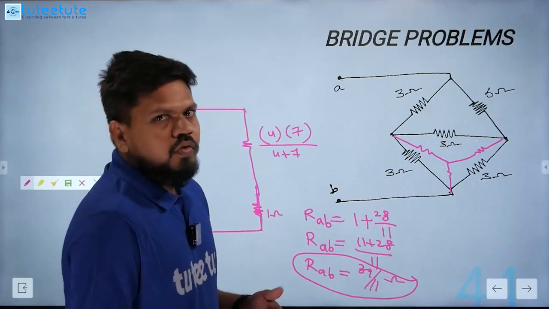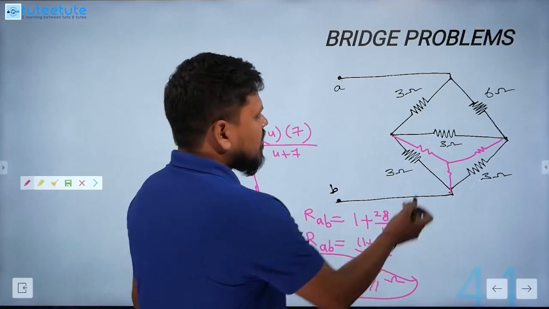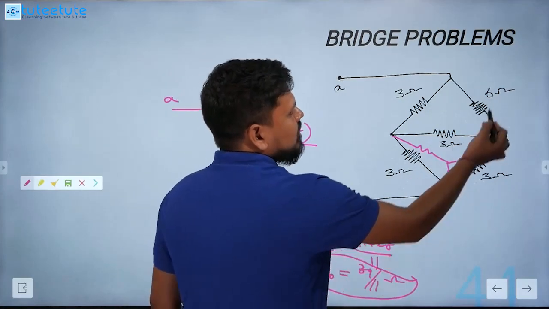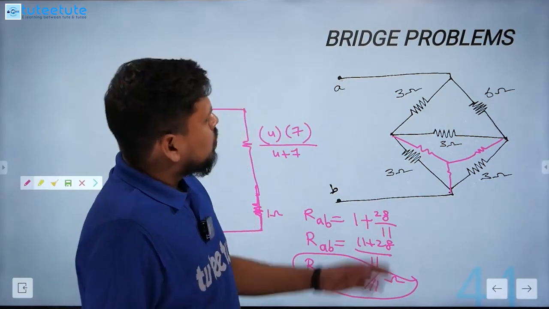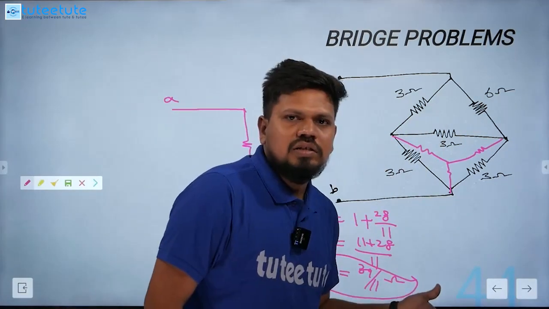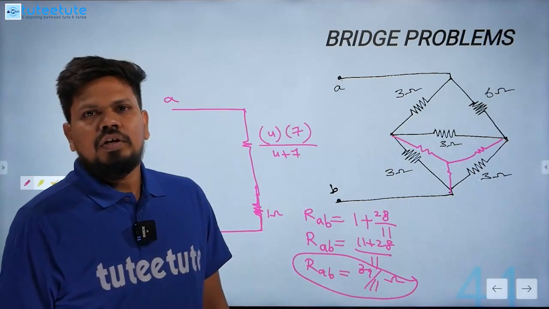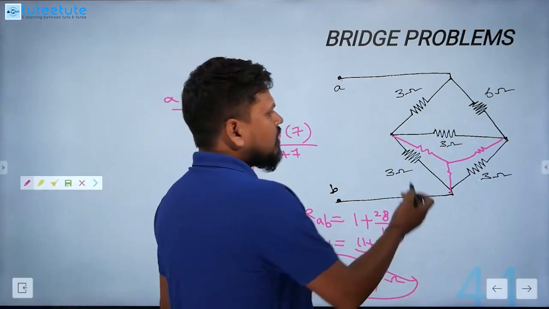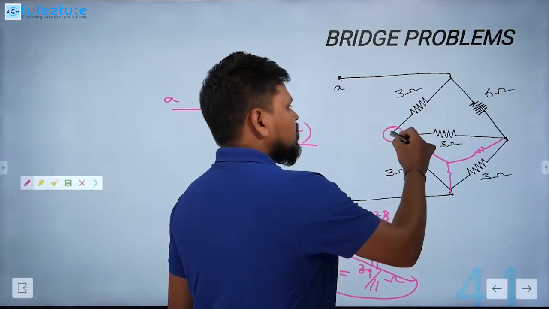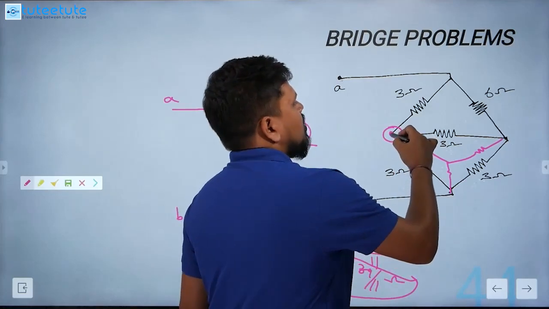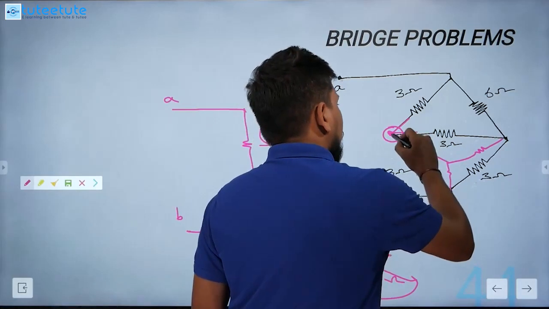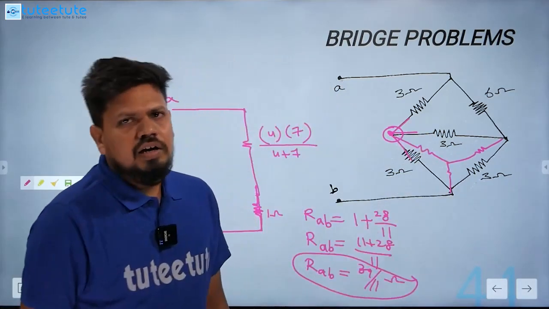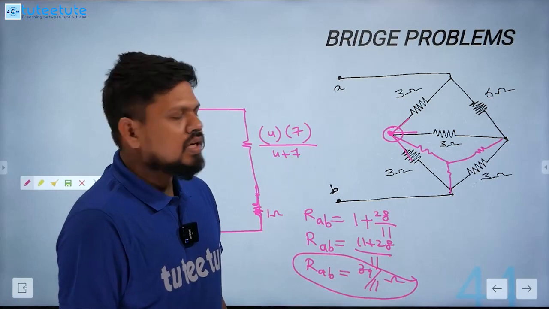Here, you may get one idea. Instead of converting this delta, can we convert this delta? We can convert, there is no problem. You can convert this delta and check the answer, you will get the same thing. Otherwise, can we convert this star connection into delta connection? See, this is the middle element, that means neutral in the star network. First one, second one, and third one, okay? You can convert this star into delta. You will get the answer, okay?